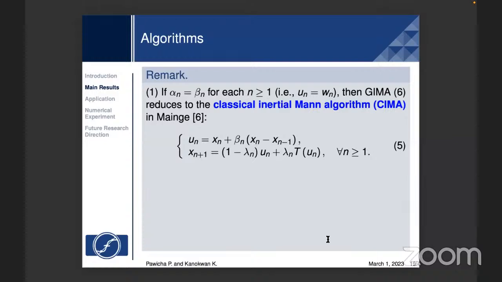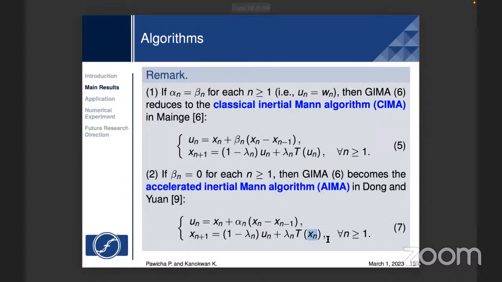Yes, and the other one. You mean this? The statement you make, you say if beta n is zero, we have this, right? Yes. Okay, the other difference is at the energy, but you did not use it, okay? Okay, I see, I understand now.